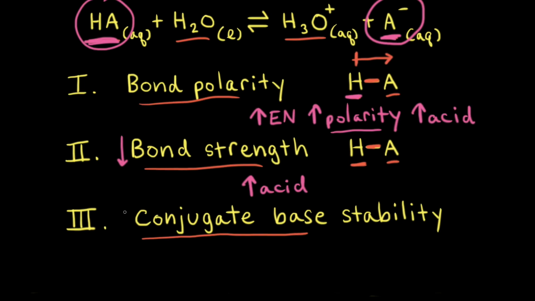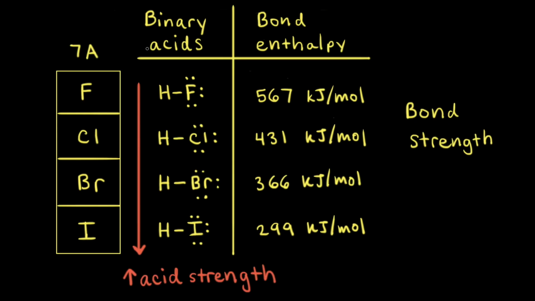So let's write here, an increase in the stability of the conjugate base means an increase in the strength of the acid. Even though acid strength is usually due to all three of these factors, bond polarity, bond strength, and conjugate base stability, when we look at examples, we're only going to consider one or two factors that are the main contributors to acid strength. Let's look at the binary acids from group 7A on the periodic table.